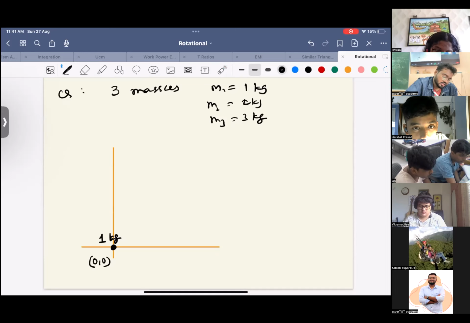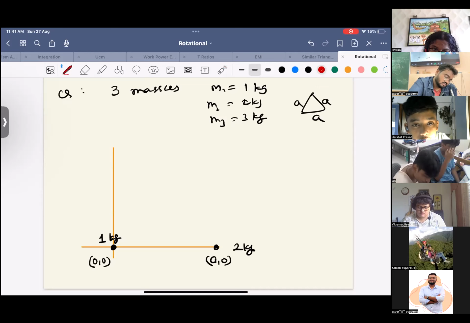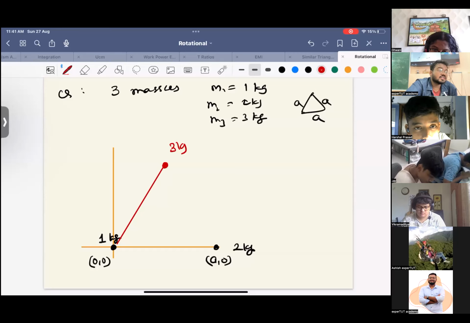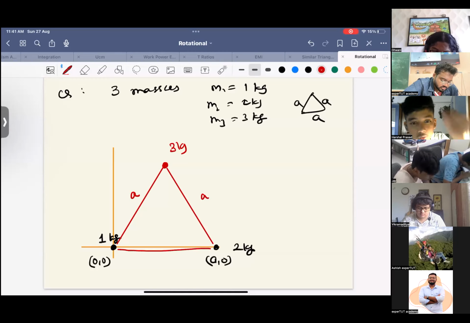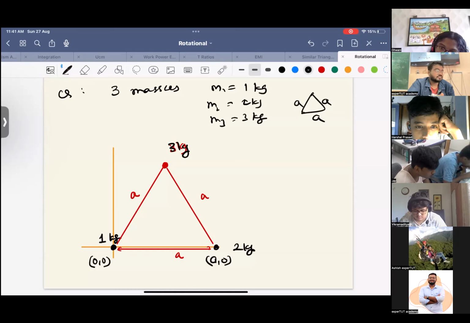Two kg is kept here, let's say at (a, 0), which is the side A of the equilateral triangle. Here 2 kg is kept and 3 kg is kept, again on the equilateral triangle. This distance, how much is this distance guys? This red line distance is a, and this distance is also a. And here 3 kg is kept. Okay, find the COM of the system.